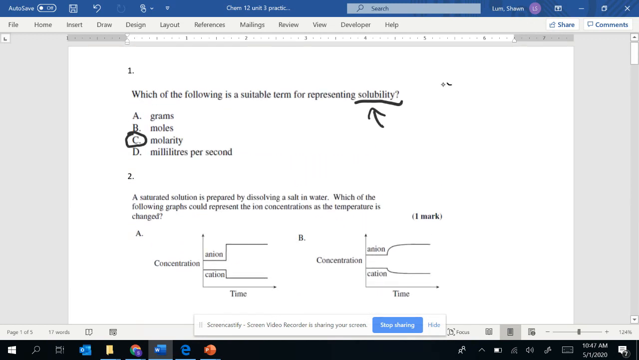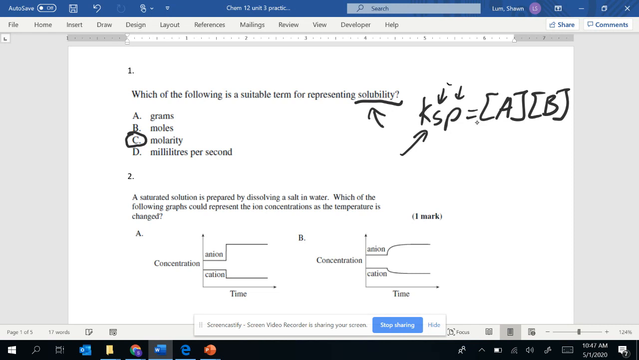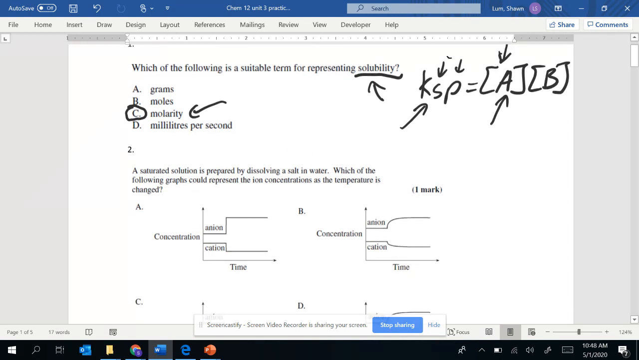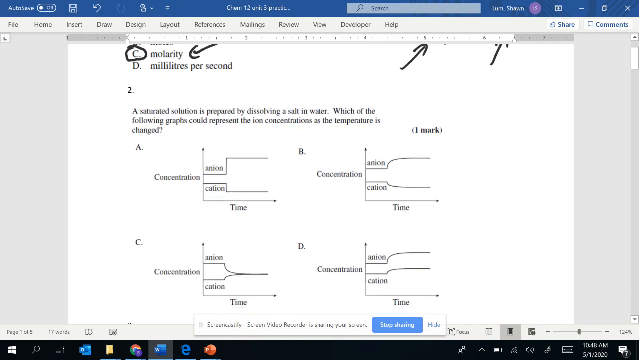Another way you can think of it too is Ksp, where the SP part stands for solubility product, and Ksp equals whatever the concentrations of the products are. So here's a product and here's a product right here. And remember that these numbers right here have to be reported as molarity. So solubility needs to be reported as molarity.